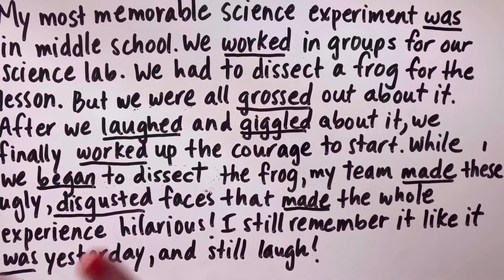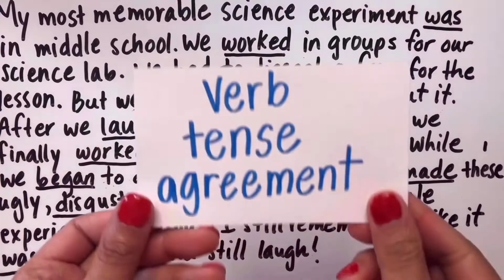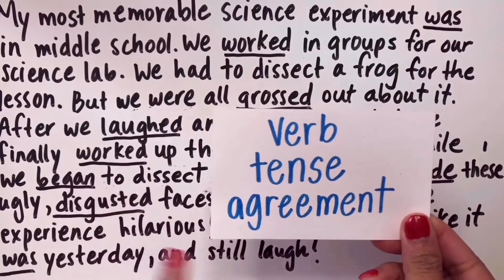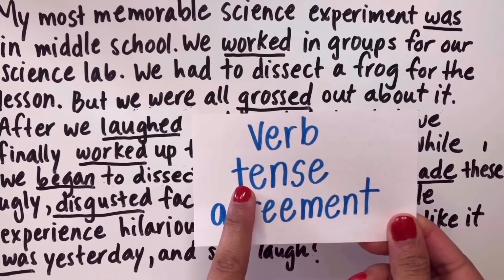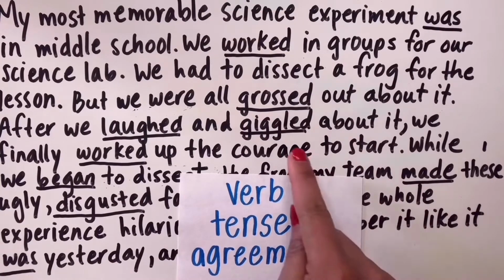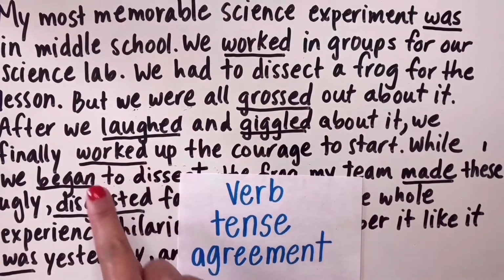So we kept our verbs consistent. Past tense was just the goal. And this we call verb tense agreement. All our verbs agree with the tense they are in. My writing response is in the past tense, and I made sure that my verbs consistently stayed in the past.